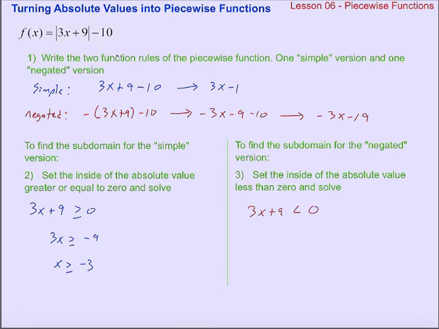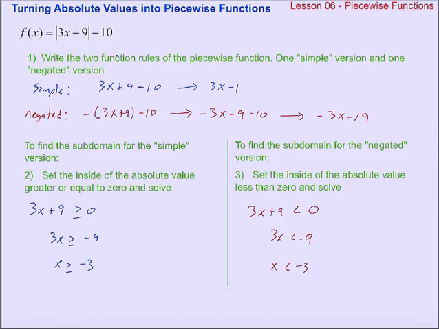And it shouldn't surprise you when we finish solving this that we're just going to get the rest of the numbers. So 3x is less than negative 9, x is less than negative 3, which is everything other than x is greater than or equal to negative 3.